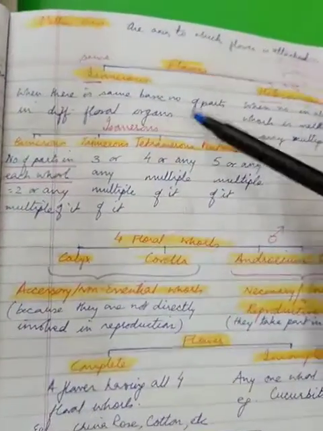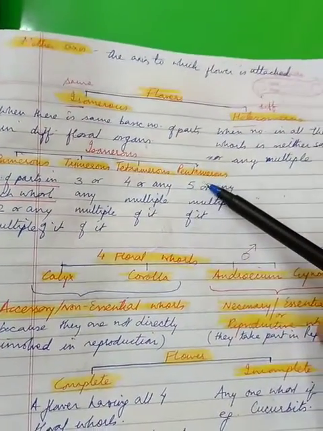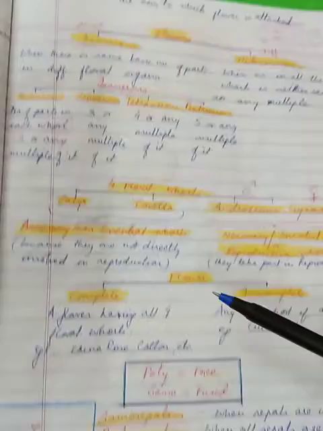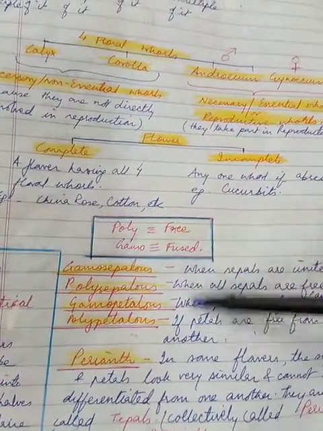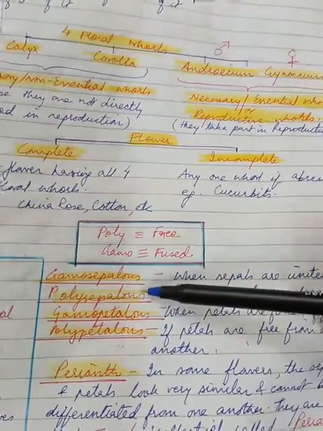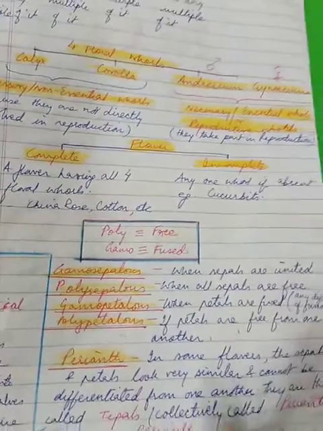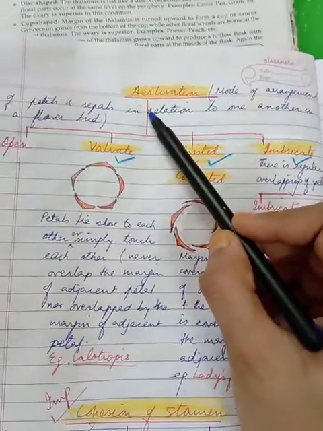zygomorphic. Then we moved further with terms like bimerous, trimerous, tetramerous, pentamerous, and further we discussed the conditions of the flower like polysepalous, polypetalous, gamosepalous and gamopetalous. To add further, it was perianth. Then a totally new topic was estivation.